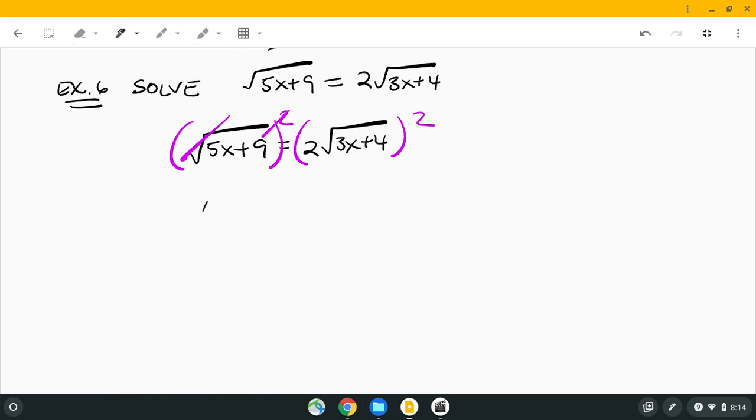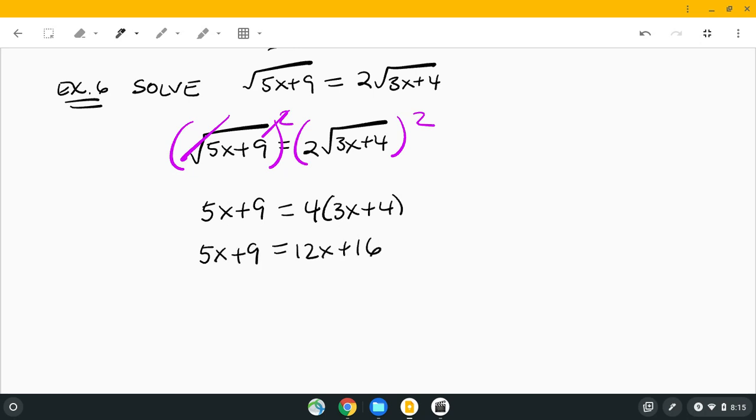So I get 5x plus 9 on this side. And on this side, careful, don't forget to square the 2. 2 gets squared, so that's 4. And then this gets squared, but that ends up canceling its square root, so I'll just put this in parentheses. And now we can just solve this as usual. 5x plus 9 equals 12x plus 16.